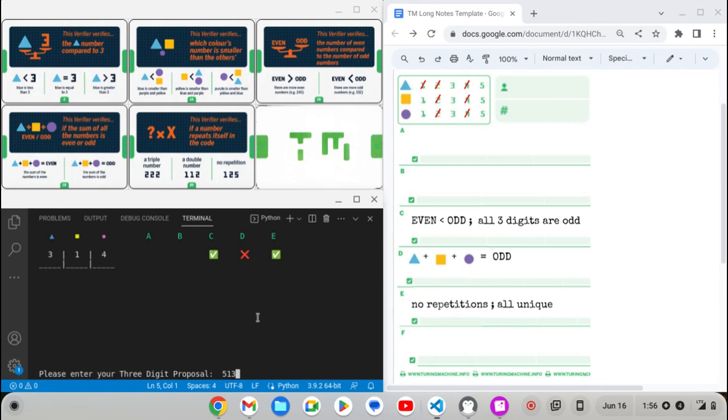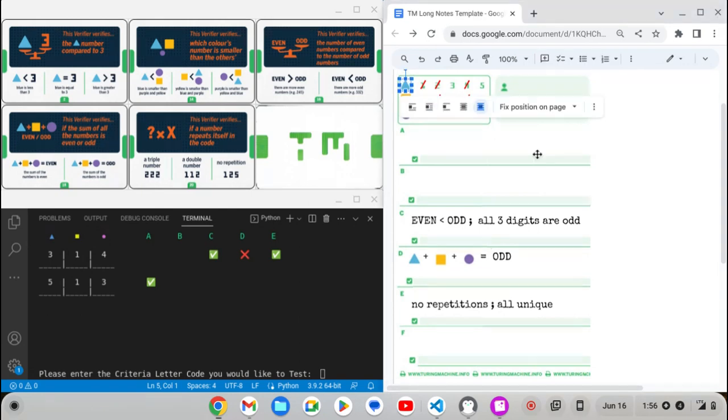Okay. Yeah, let's go for it. Okay, so let's go ahead and test criteria card A. Okay, so yes, indeed, triangle should be greater than 3 since my 5 was approved. So let me go ahead and just jot that down in my notes. So triangle should be greater than 3.